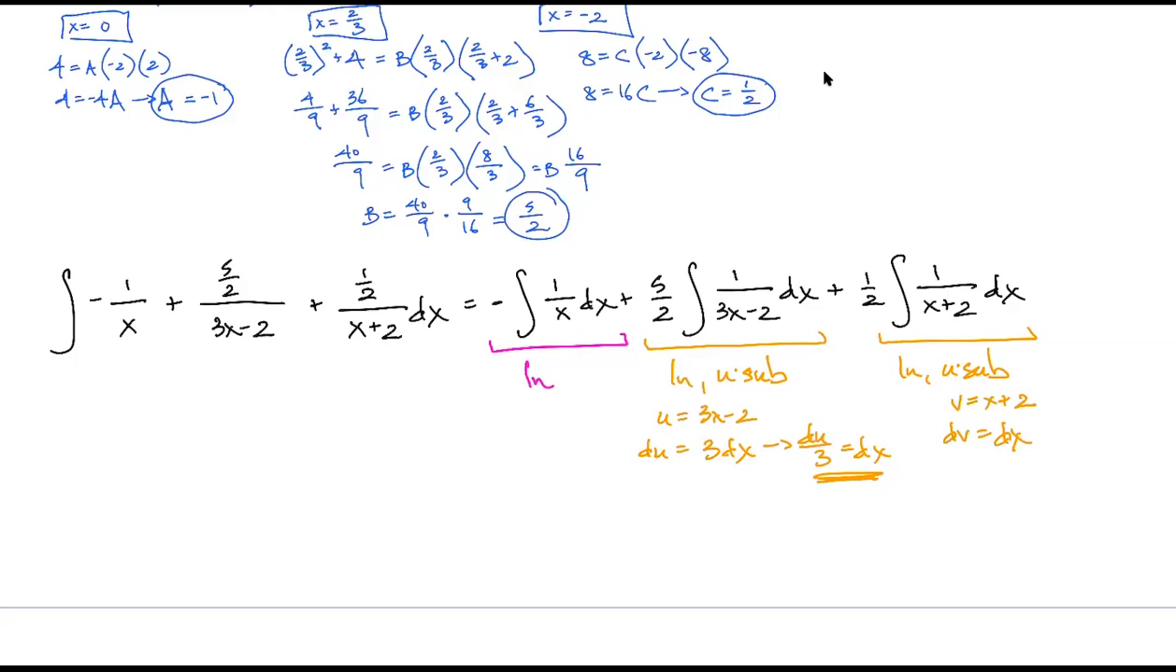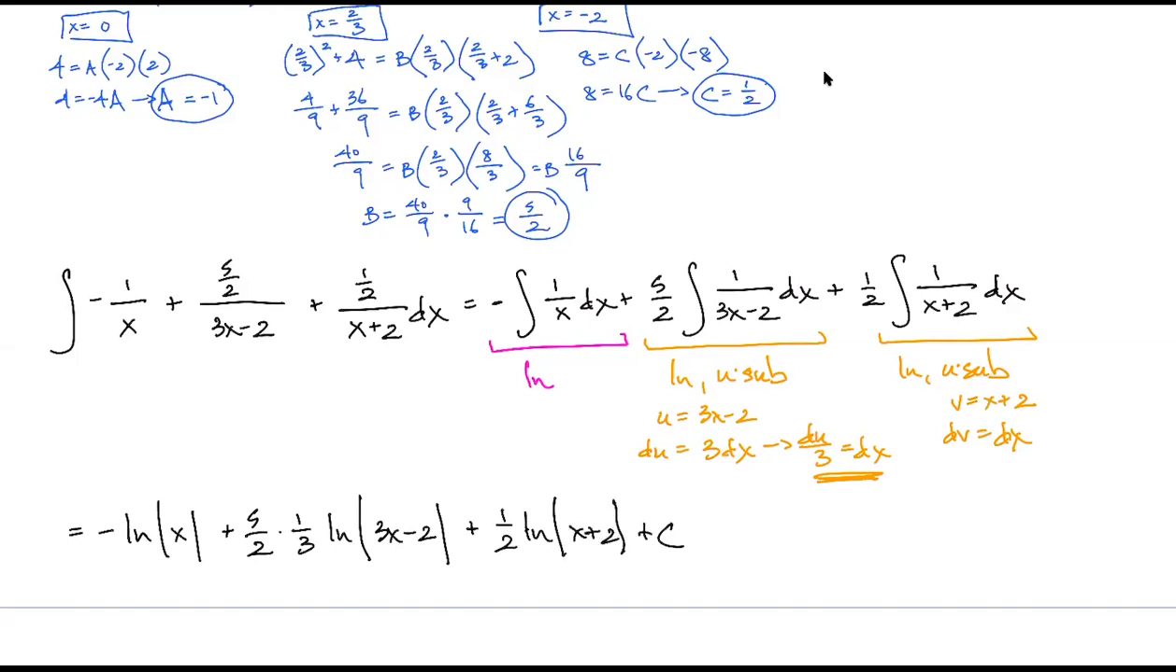And so now we're just going to integrate each term. The first one we already said is going to be natural log, but there's that minus sign in front. So negative natural log of x plus 5/2 times 1/3 the natural log of 3x minus 2 plus 1/2 times no factor, so natural log of x plus 2 plus c.